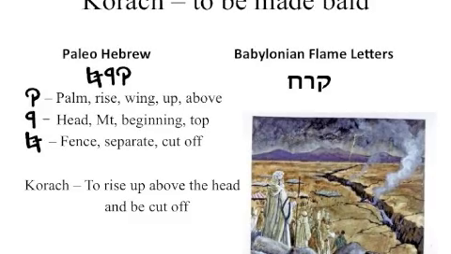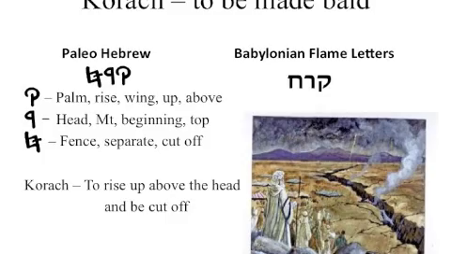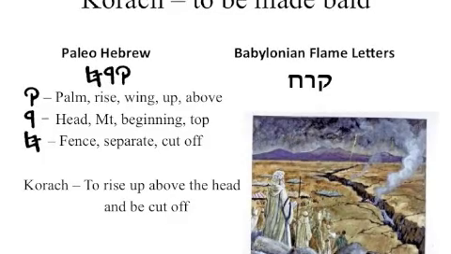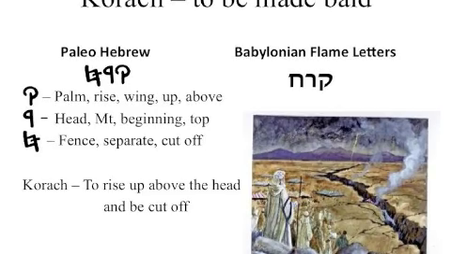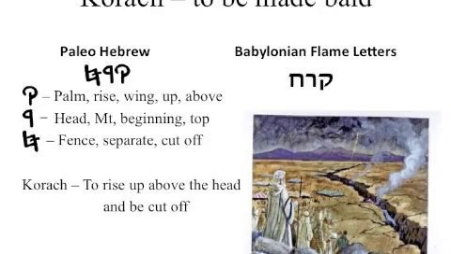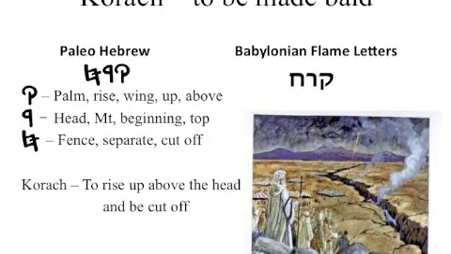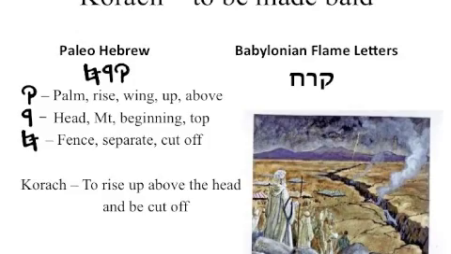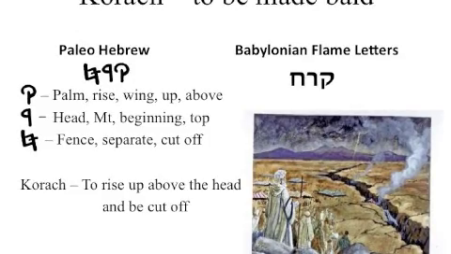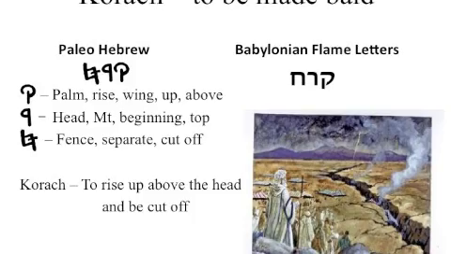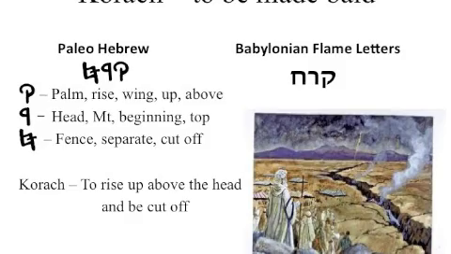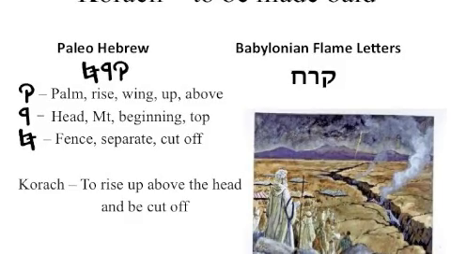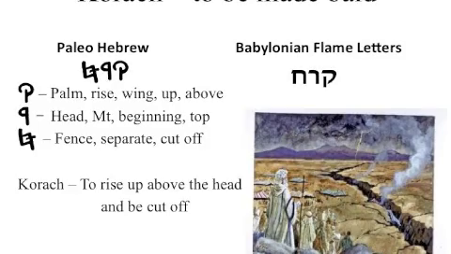The Hebrew letter resh is head. In the Hebrew, you'll see rosh. The rosh pinah means the cornerstone or the headstone. That, of course, is spelled with a resh, rosh. So the resh means head. It means mount, beginning, or top. And the het means a fence, to separate or cut off.